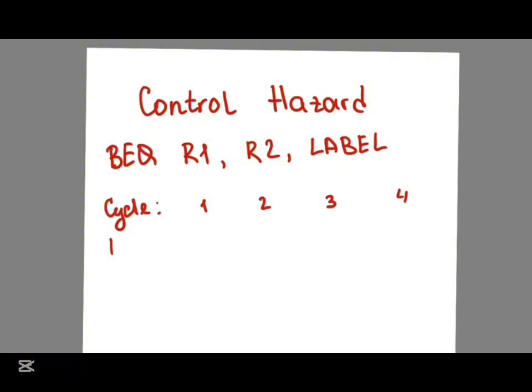If the branch is taken, the incorrectly fetched instruction must be flushed. Control hazards can be reduced using stalling, branch prediction, or delayed branching.